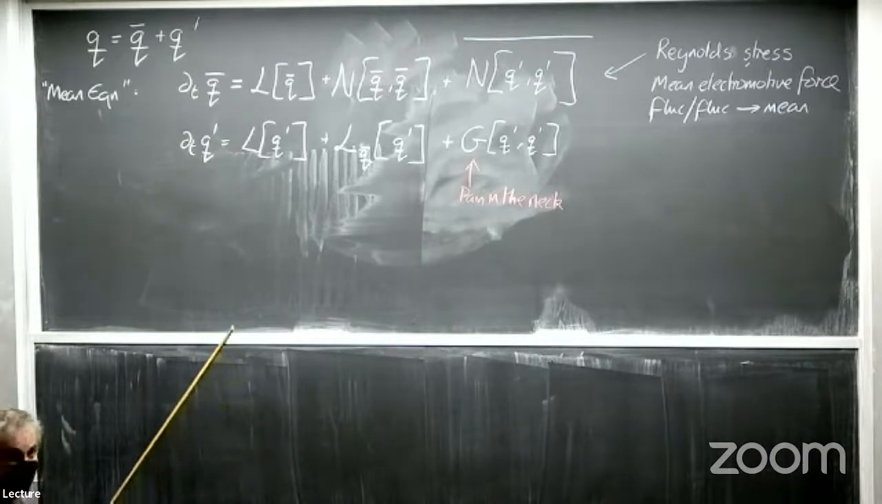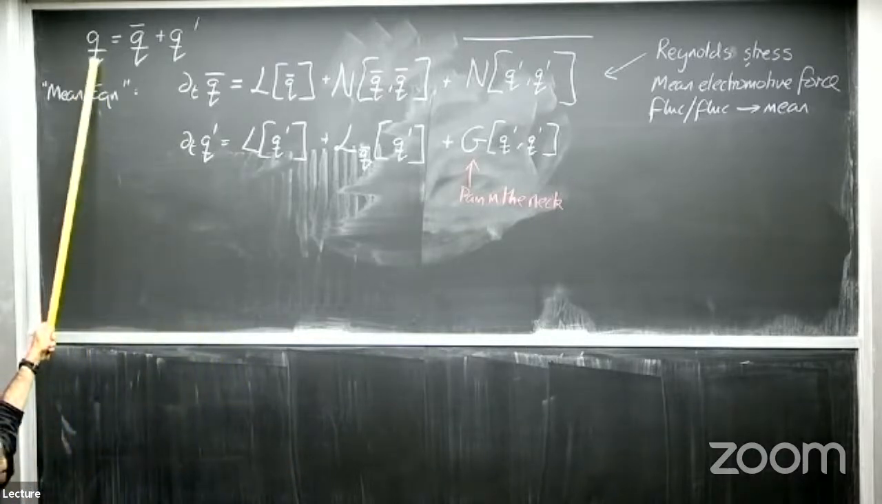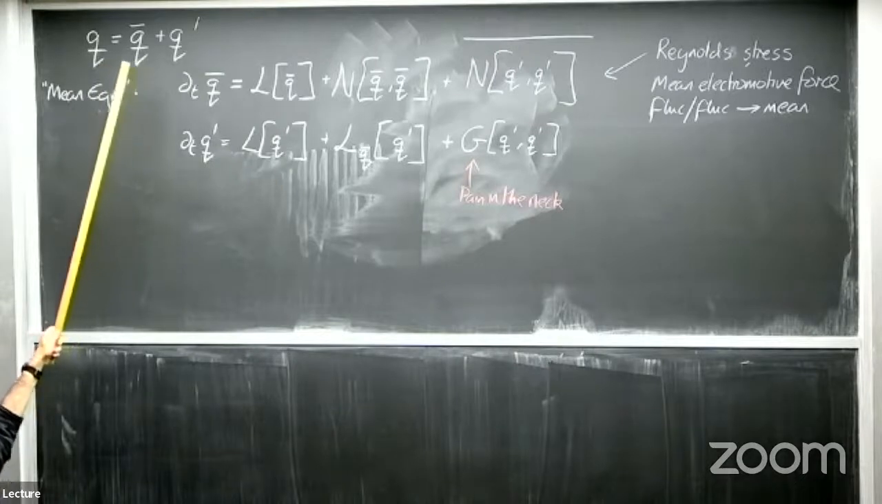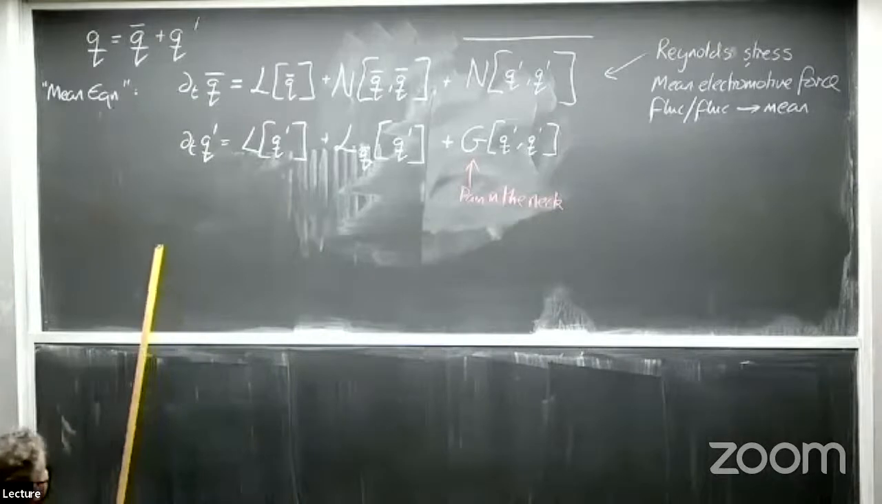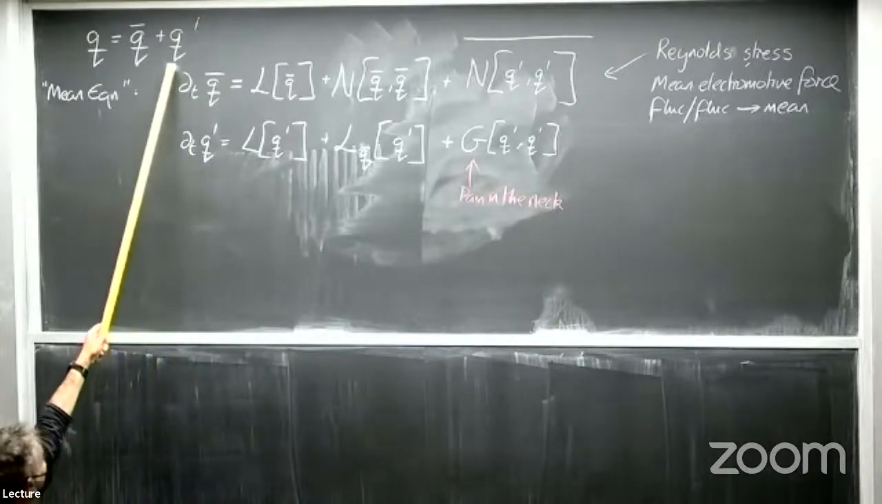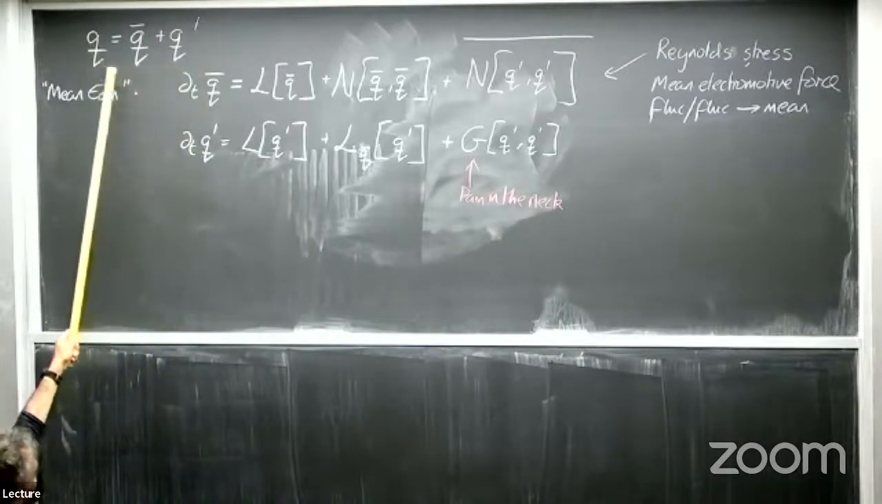That better? Yeah. We have a state variable Q. We're splitting it up into a mean. We talked about different types of mean. It could be large scales. It could be a spatial mean, a temporal mean, an ensemble mean, and fluctuations, the Reynolds decomposition.